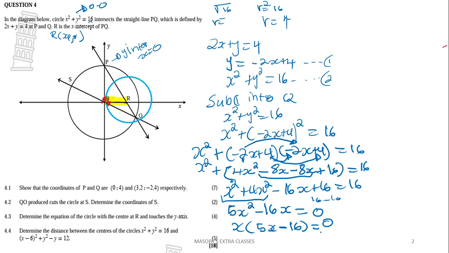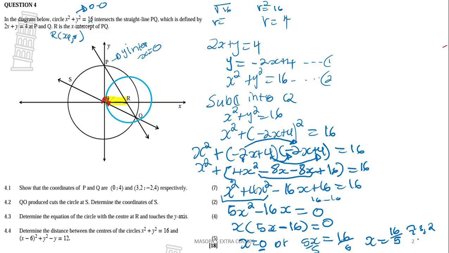Then from there, it means that your x is equal to 0, or your 5x is equal to 16 when you transpose this 16 to the other side. Then you divide by 5 on both sides, and your x is equal to 16 over 5, which is equivalent in decimal to 3.2. So now we can see that your x value is 0, and another x value is 3.2, which are the x coordinates of P and Q.